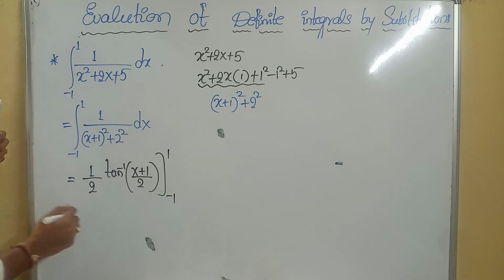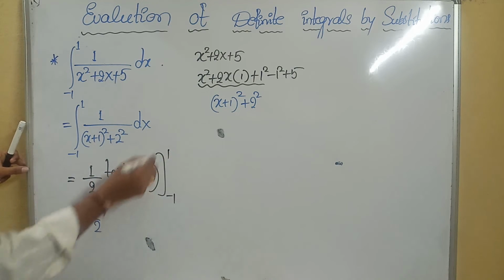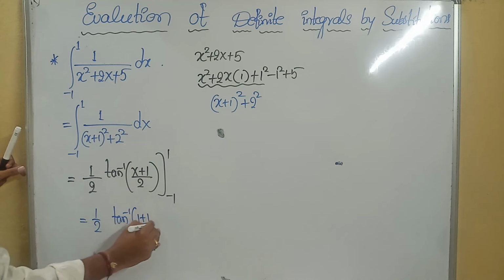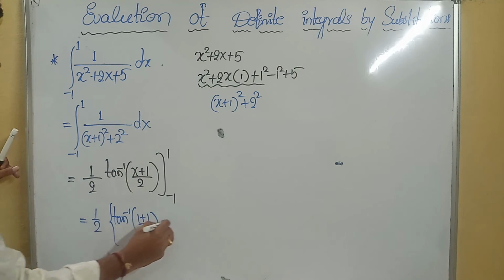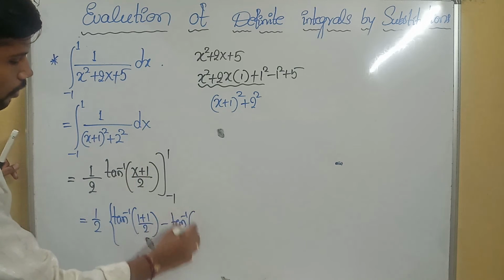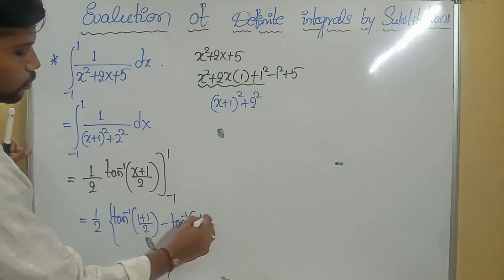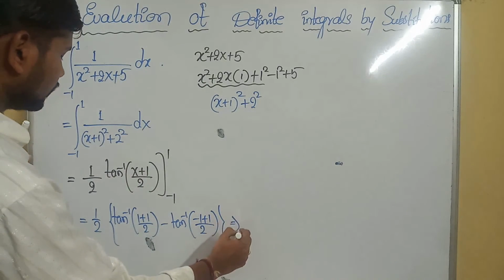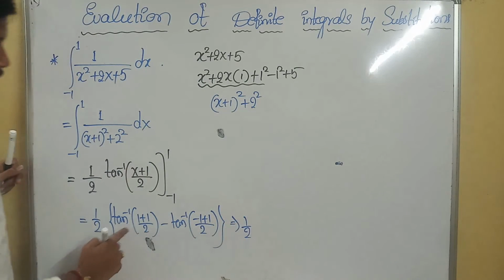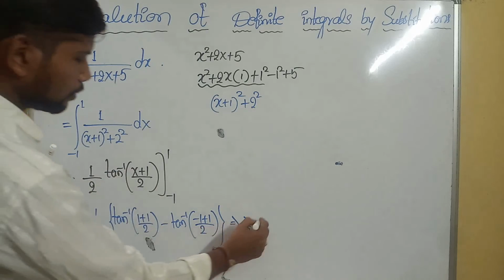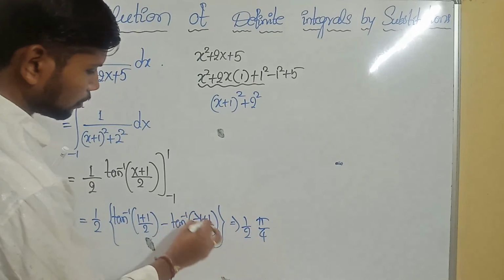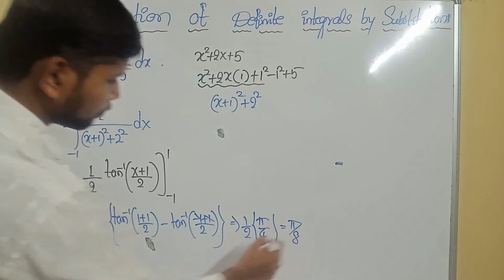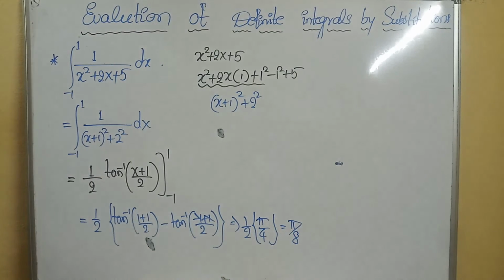Got it? Then the next step will be 1 by 2. Upper limit value will be tan inverse of 1 plus 1 by 2 minus tan inverse of lower limit minus 1 plus 1 by 2. Got it? Now, the next step will be 1 by 2. What is tan inverse of 2 by 2? It will be 1. Tan inverse of 1 will be pi by 4. Okay? Plus 1 minus 1 cancel. Means we got the answer as pi by 8. Got it?